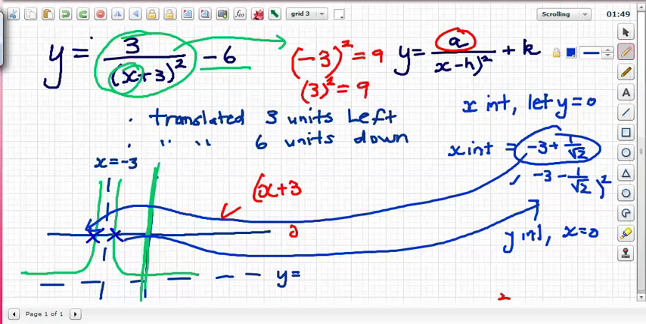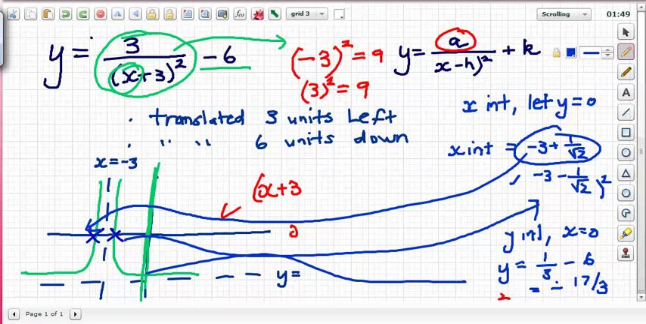and that's going to work out pretty well though, isn't it? We've got 3 over 3 squared, which is 1/3. 1/3 take 6, which is going to be, well, 6 is the same as 18 over 3. So 1 over 3, take 18 over 3, is negative 17 over 3. Once again, go ahead and label it there, and you're done.